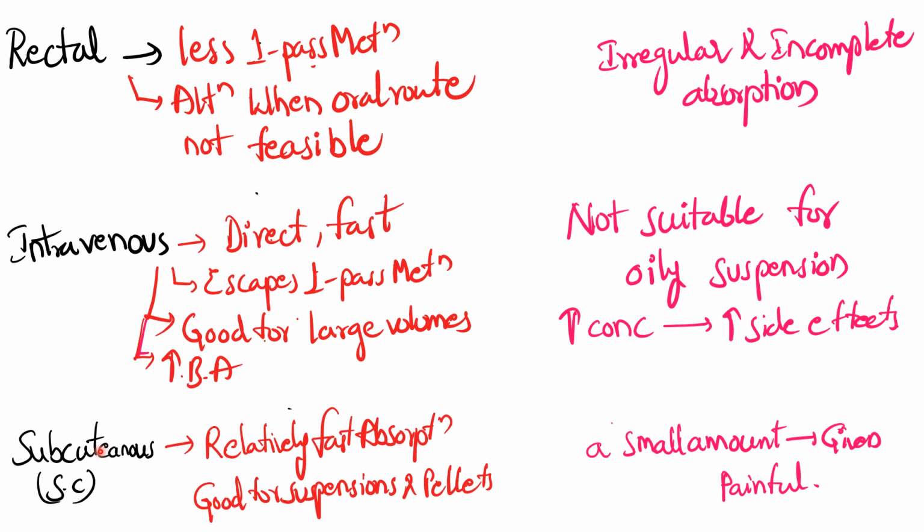Now subcutaneous. As you know, insulin is the common medication administered subcutaneously. The medication is injected beneath the skin, where it is slowly absorbed into the bloodstream. This route is often used for medication required for sustained release over time. Relatively fast absorption, it is good for suspensions and pellets, but the cons are only a small amount can be given, which is painful.